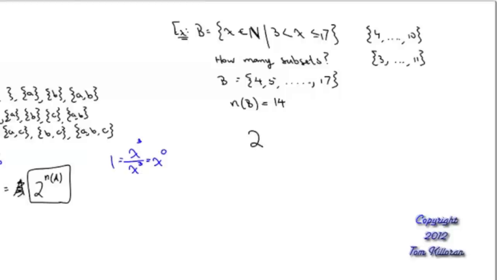All right, so the number of elements in B is 14, so the number of subsets is 2 raised to the 14th power. To type this in your calculator, you're going to go 2, there's a little symbol called caret, and 14. What is it? 16384. So if you listed these out, there would be 16,384 subsets.